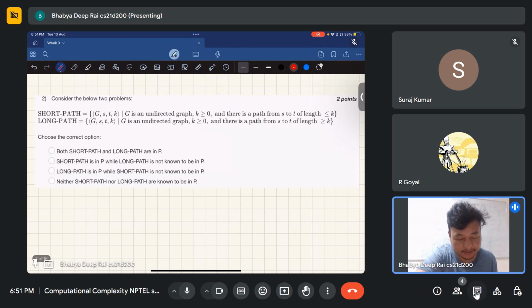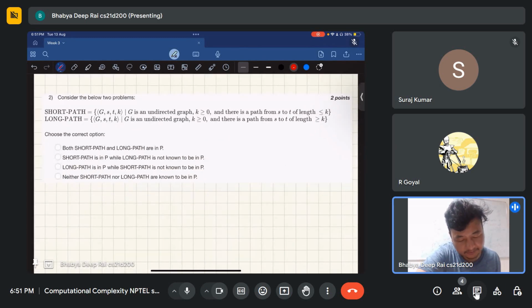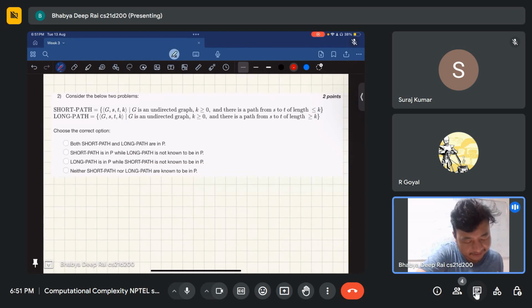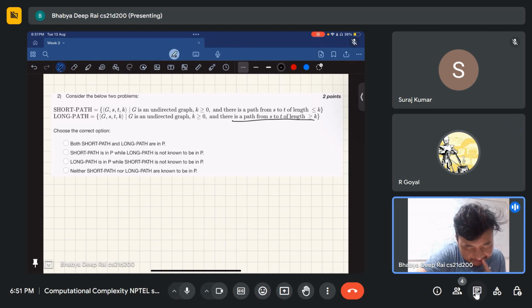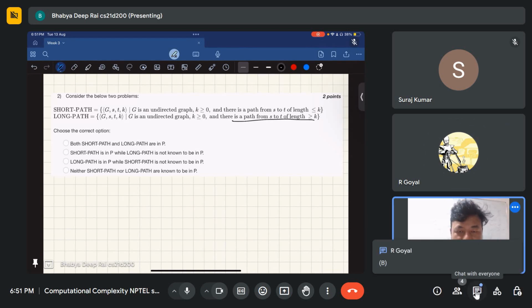Okay, so let's look at this question. Consider the below two problems. Short path: G is an undirected graph, K is at least 0, and there is a path from S to T of length at most K. And long path: G, S, T, K, G is an undirected graph, K is at least 0, and there is a path from S to T of length at least K. The upper one is at most K and long path is at least K. The question is: both are in P, both are not known to be in P, one is in P and the other is not, and so on.